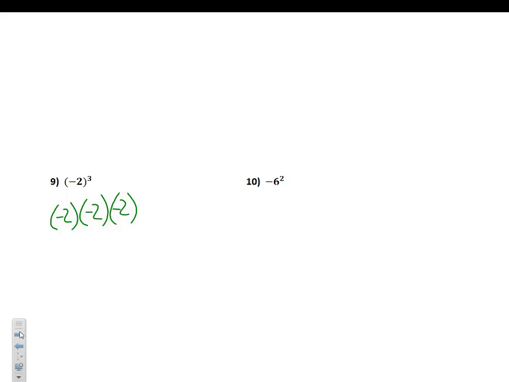Well, we just learned right here, we're multiplying, and we have 3. We have an odd number of negatives. I know in my head an odd number of negatives is going to give me a negative product. But I'm going to prove it and work it out. So I'm going to start right here. I'm going to go -2 times -2. Signs the same. The answer is positive.